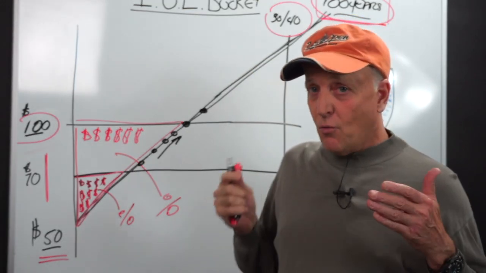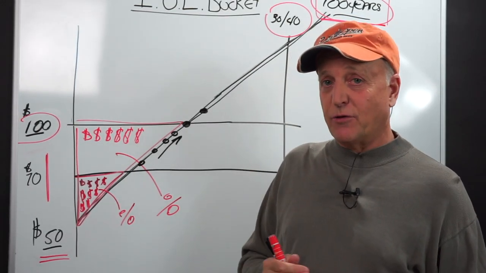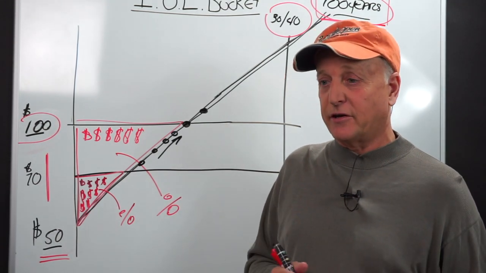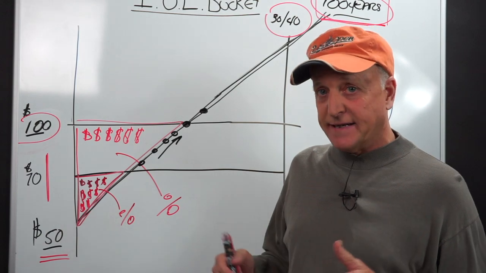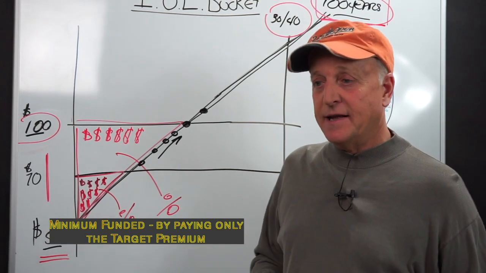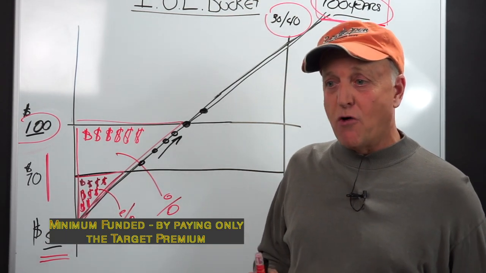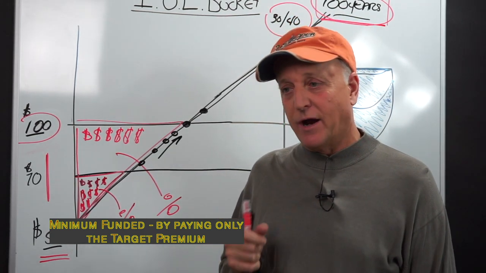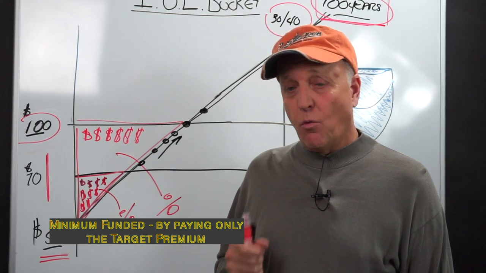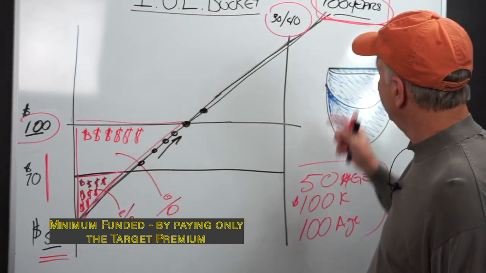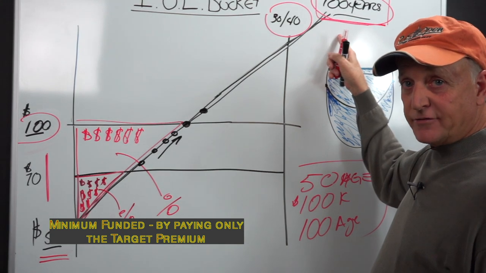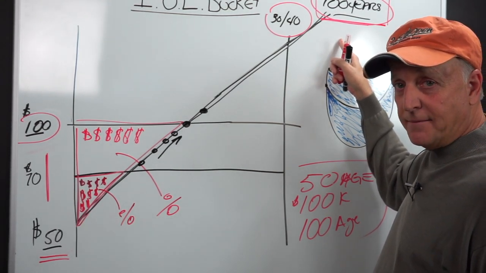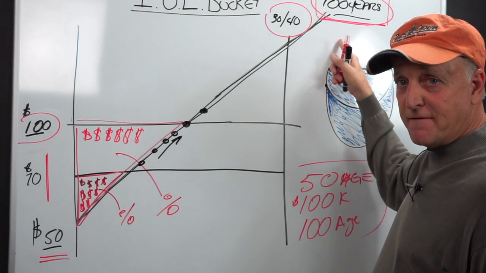Now, what the agent did in this situation was, in order to make the policy look good, or their proposal to this particular client, he minimum funded the policy, meaning he quoted the minimum required payment to keep the insurance in place, not the target premium, which will keep the policy in force to age 100. So the target premium keeps the policy in force to age 100, but there's also a minimum premium, a minimum funding of the policy.